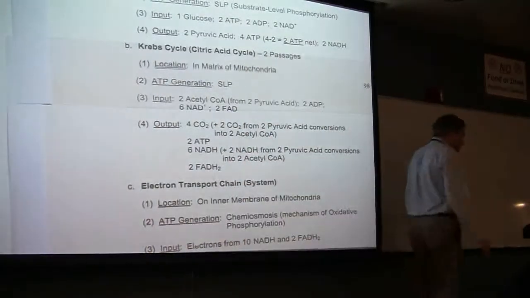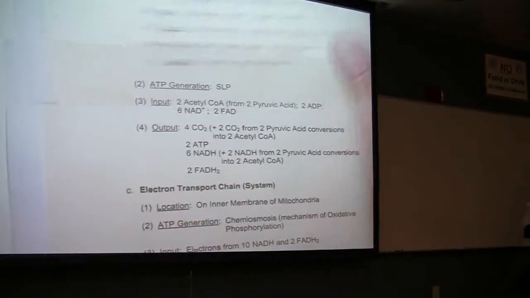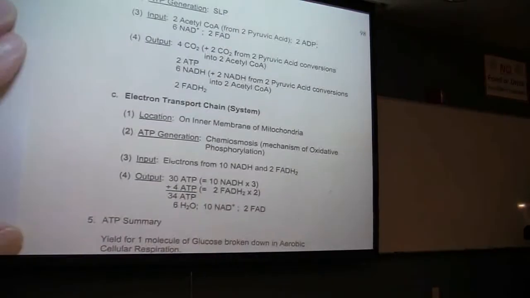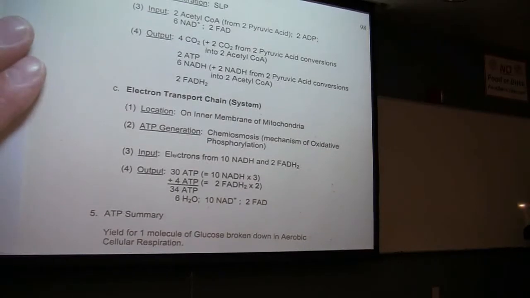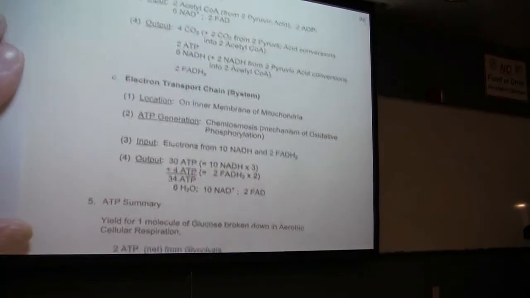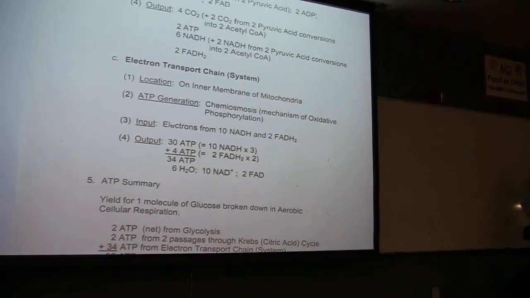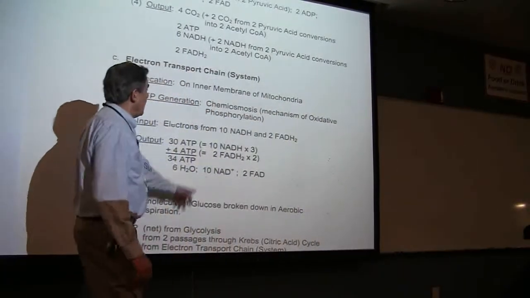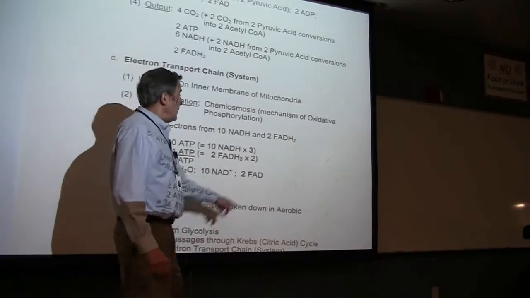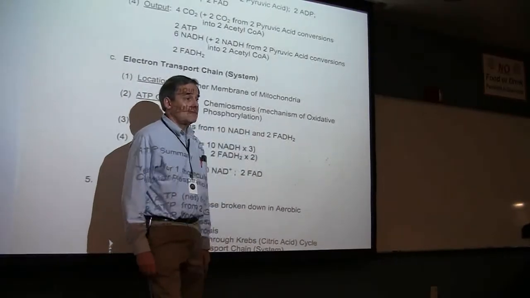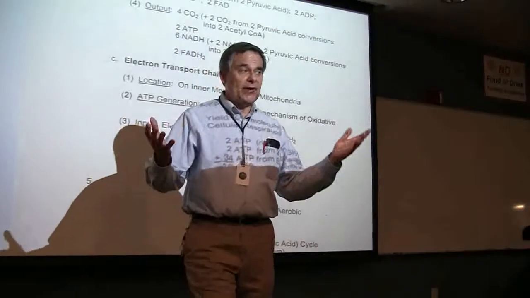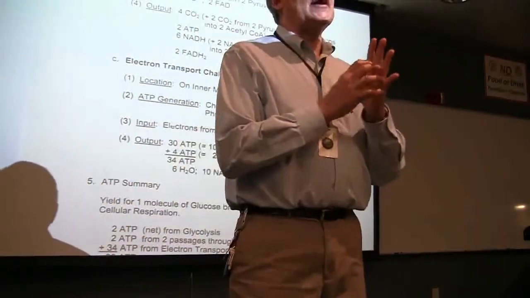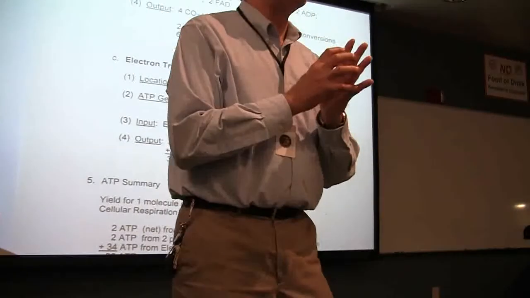What's the input? The input, electrons. High-energy electrons from NADH and FADH2. And from 10 NADHs and from 2 FADH2s. Now you know we got the 2 FADH2s with 2 passages through the Krebs cycle. How can you account for 10 NADHs?